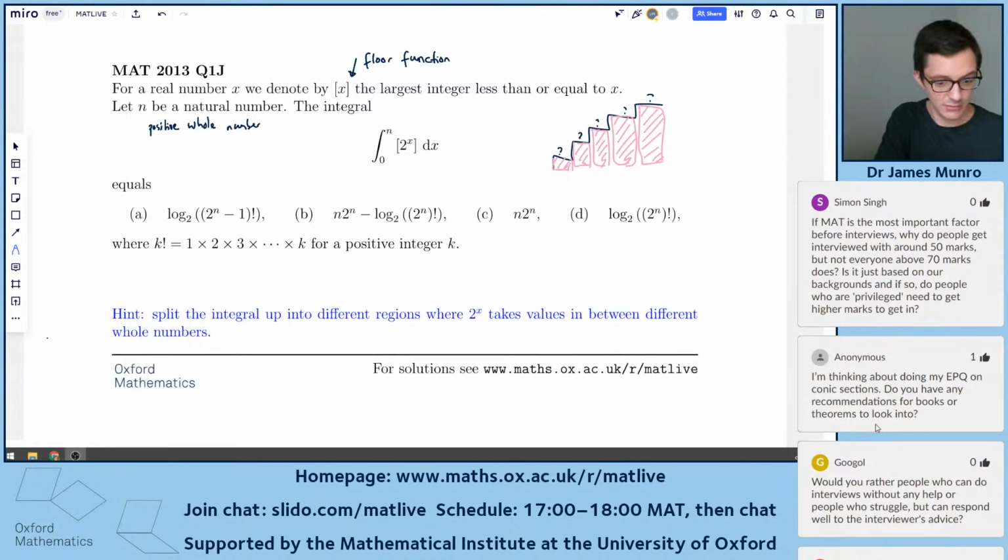Simon Singh says, why do people get interviewed with around 50 marks, but not everyone around 70? Is it based on backgrounds? If so, do people who are privileged need to get higher marks to get in? Privileged didn't quote marks. We like to look at the context around your application as well. So the MAT is important, but we know there's other important contextual stuff going on as well.